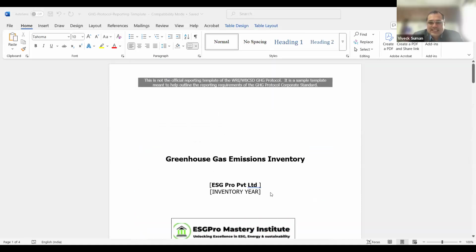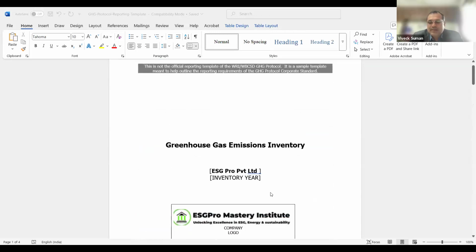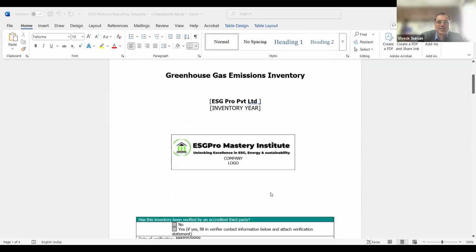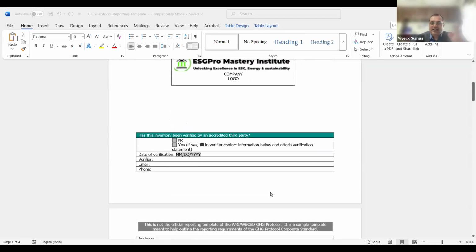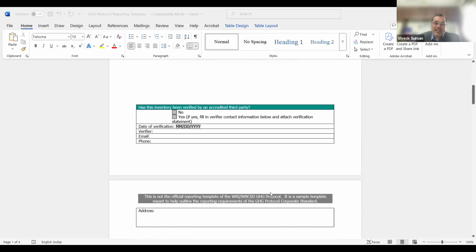Okay. So this is the GHG protocol template. Of course, you have to put the company logo for whom you are preparing. So it is ESGPro Mastery Institute. So you have to put that. End of year, you have to put that. You have to put a date of verification.